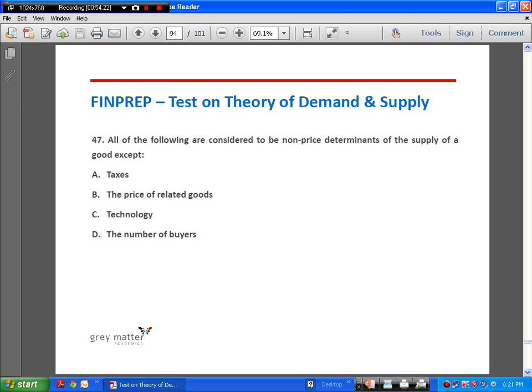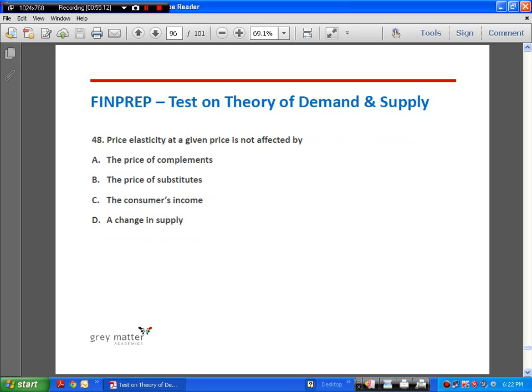Price of related goods again will affect supply, because producers would want to produce that good which is highly priced in the market. Therefore, the supply of goods which are highly priced will be more, whereas the supply of goods which are lowly priced will be less. And the level of technology will also influence the supply, because improved technologies will increase the supply and deterioration of technology would reduce the supply. But option D, the number of buyers, is definitely a demand oriented concept. Therefore, option D is the right answer. It is not a non-price determinant of supply.